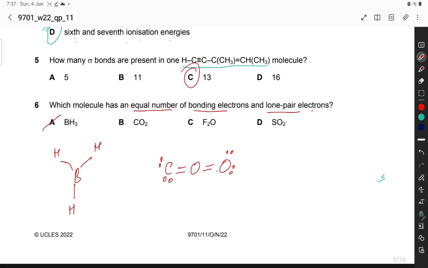In carbon dioxide, 4 lone pairs and 4 bond pairs. This is correct. F2O is not an ionic compound, this is a molecule, and this is like this.